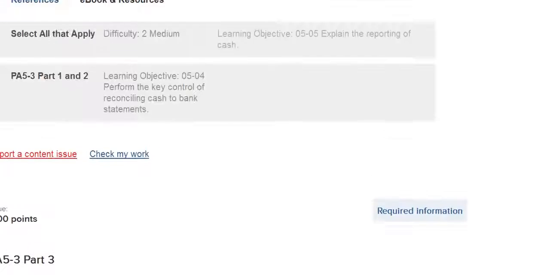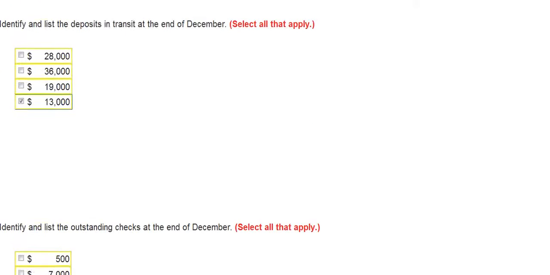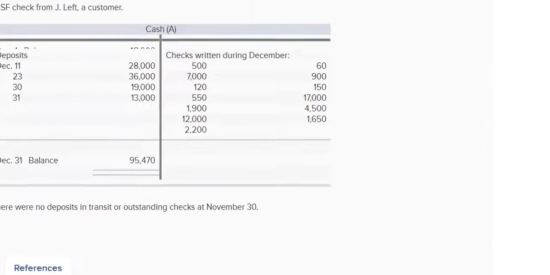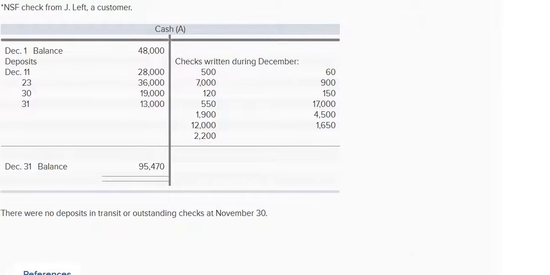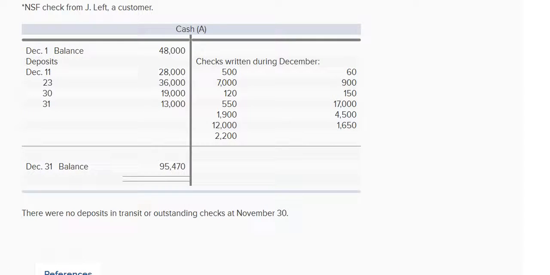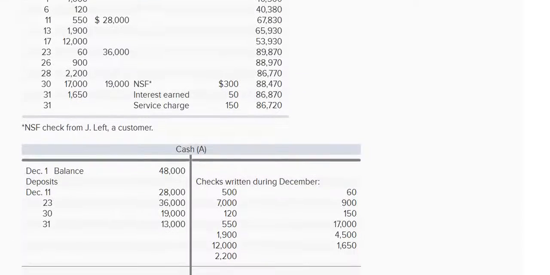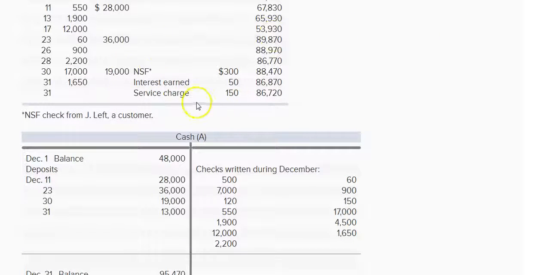Okay, so now everything that's in our cash T account is either on the bank statement or we've added it to the bank side of the reconciliation. Now, is there anything that the bank did that we don't know about? Well, these items here. I don't see an NSF check deducted here. I don't see interest earned added on to the debit side, and I don't see a $150 service charge deducted.